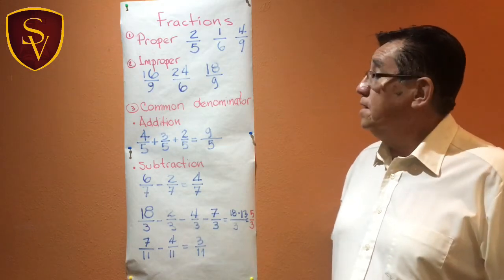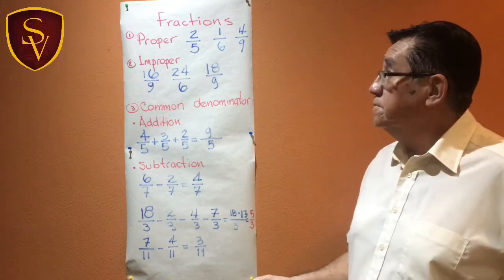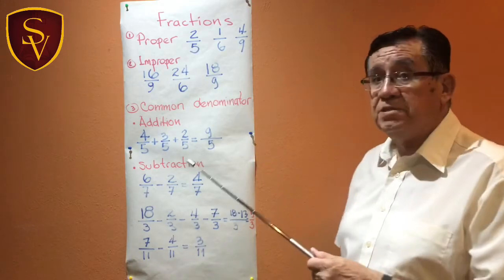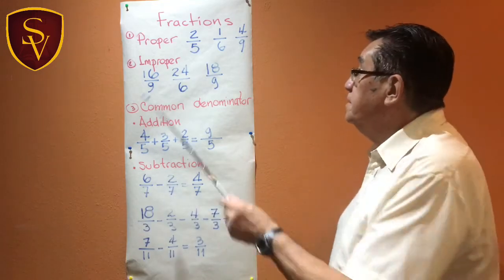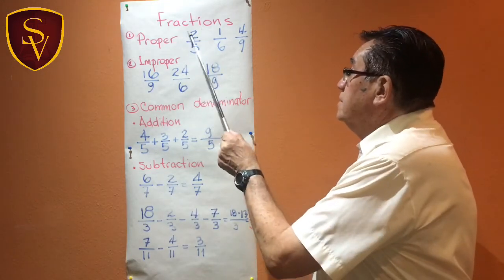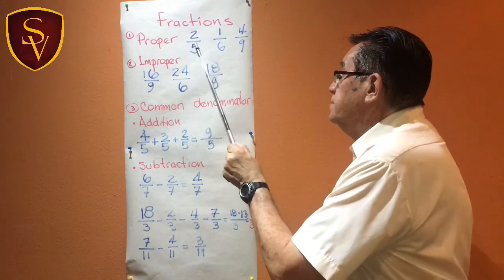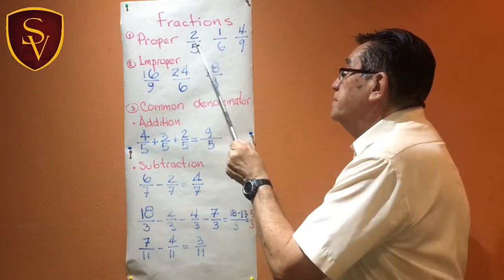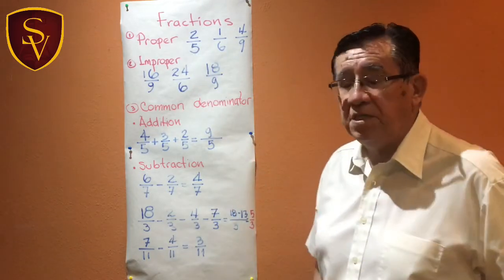We're going to begin our session talking about fractions. As you know, fractions are numbers which are not whole numbers. A fraction is a number that's been shown with a number in the upper part and the lower part. The upper part is called the numerator and the lower part is called the denominator.